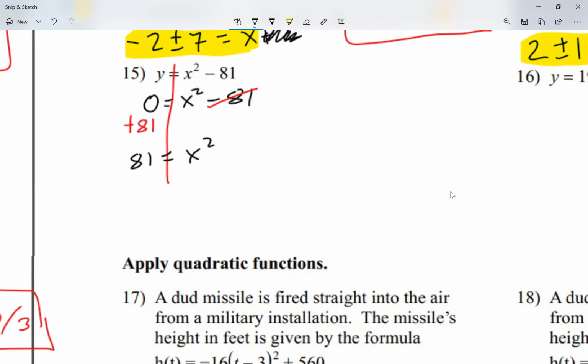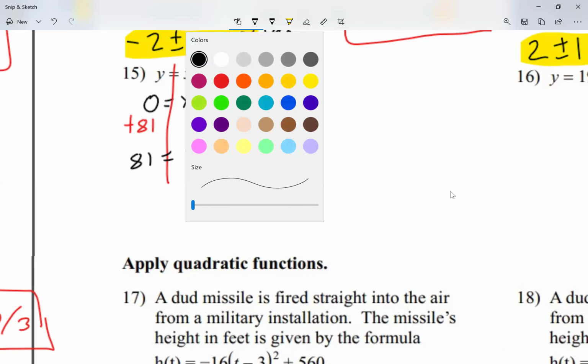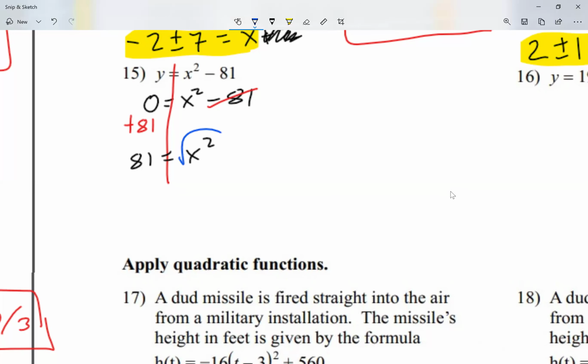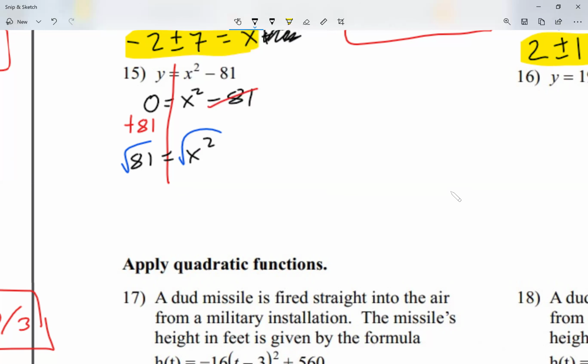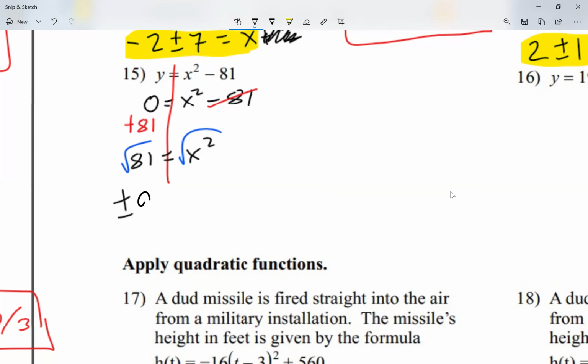Oh, I don't have parentheses now. Good, that's fine. I have the x squared by itself, so to get rid of the square, I'm going to do the square root. I know the square root of 81 is positive or negative 9. The square root of x squared is x. Remember, the square root and the square cancel each other out. So x is equal to positive or negative 9.